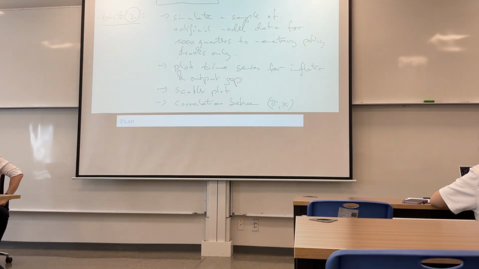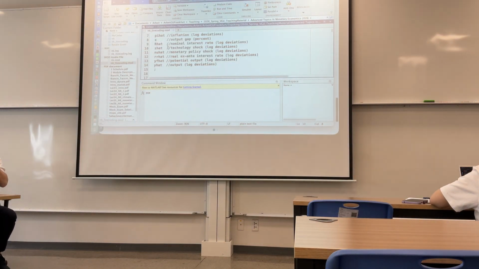So let me highlight the important things. We want to simulate this for 1,000 quarters to policy shocks only. That's the first thing. And then we want to plot these time series. So let's figure this out together. The first idea is as follows: we only want the monetary policy shocks.